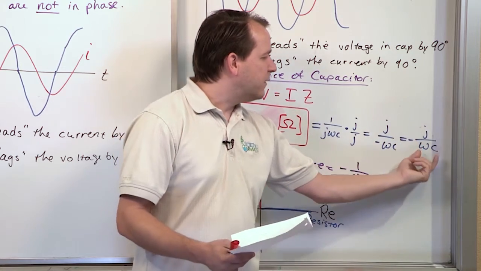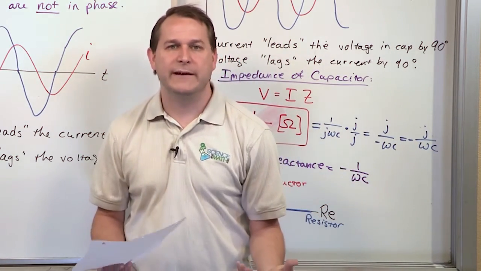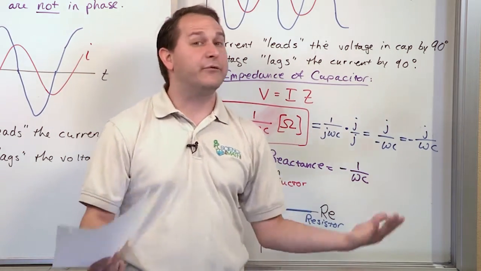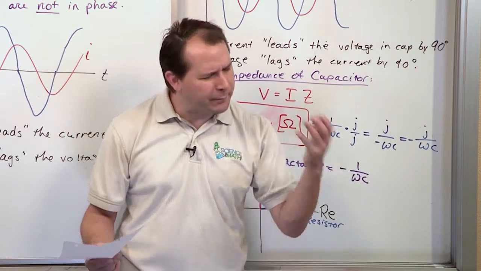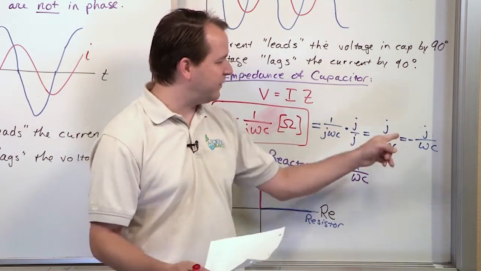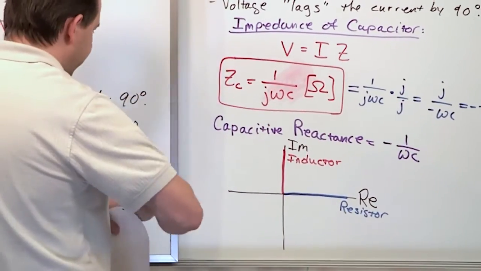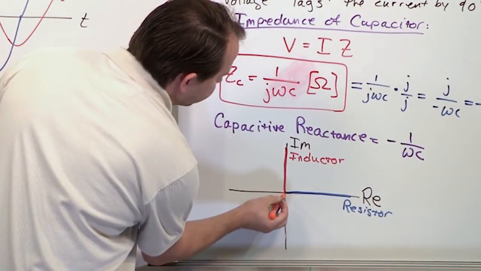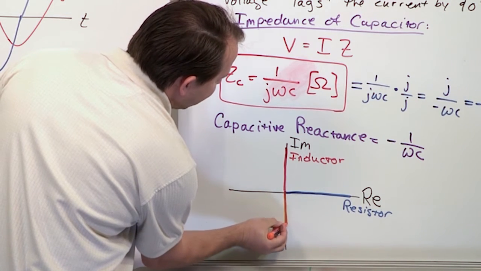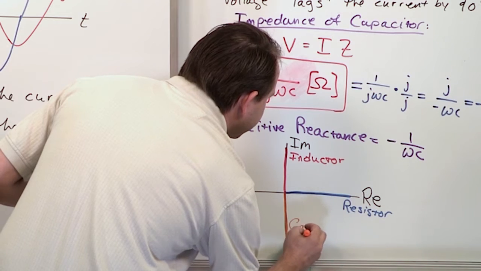Negative j with something that you get from omega c. So the typical impedance you might see of a capacitor might be negative 3j, negative 4j, negative 5j. It's always negative, never positive for capacitive, always negative. You can see that with the sign there. So what I'm trying to point out to you here is that the capacitors are always down here, negative imaginary. So this is capacitor.